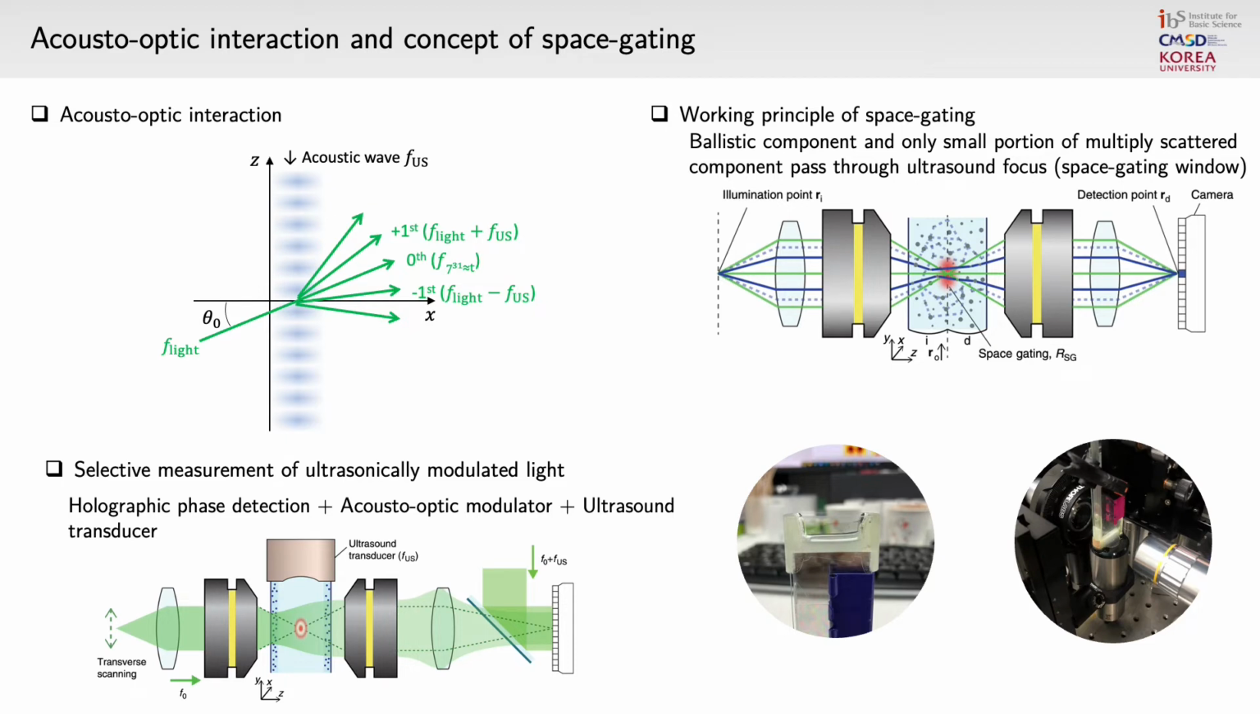While ballistic components passing through the acoustic focus are surely modulated, a large fraction of multiple scattering components that are spread in space can miss the gating window. This leads to a dramatic decrease of multiple scattering noise. For our detection to work at its best, we use holographic phase microscopy with an acousto-optic modulator, an ultrasound transducer, and observe through a specifically fabricated sample tray.